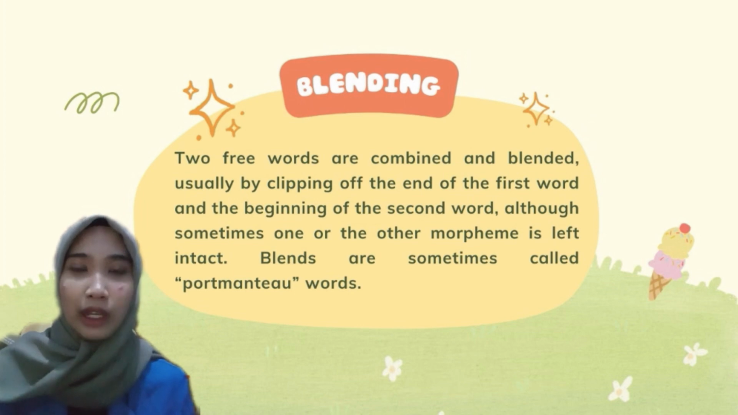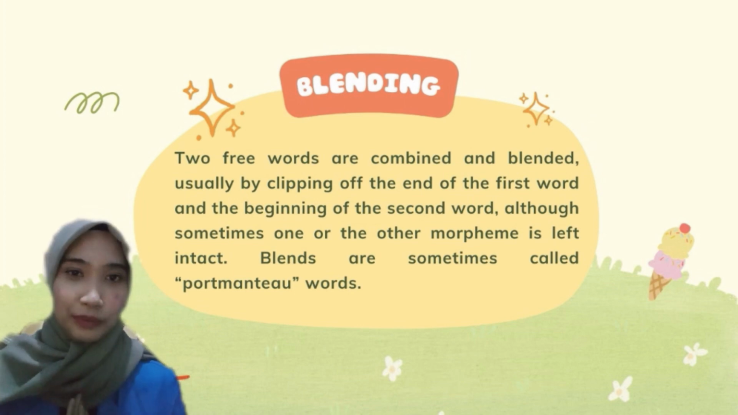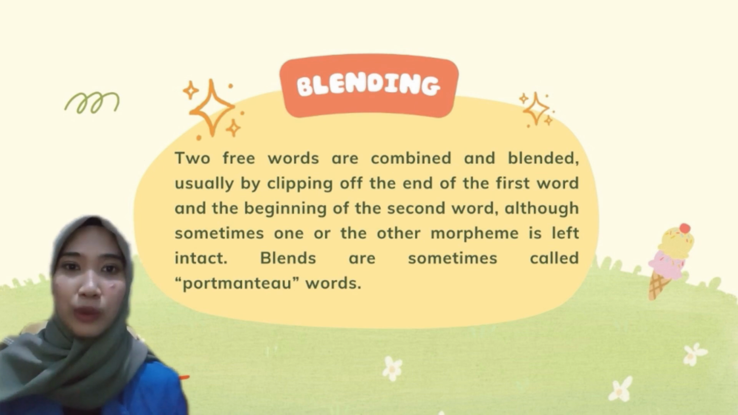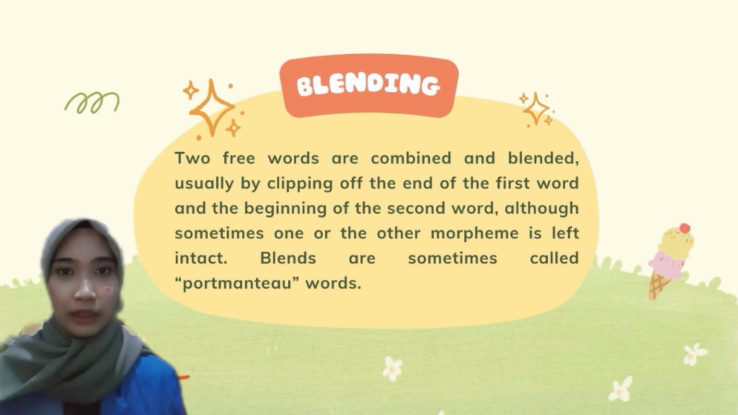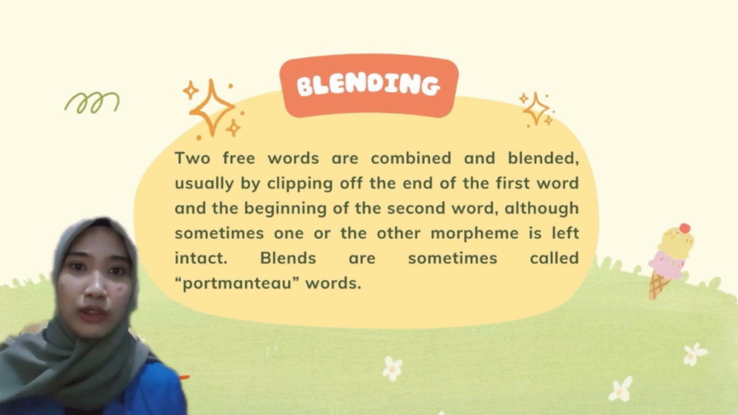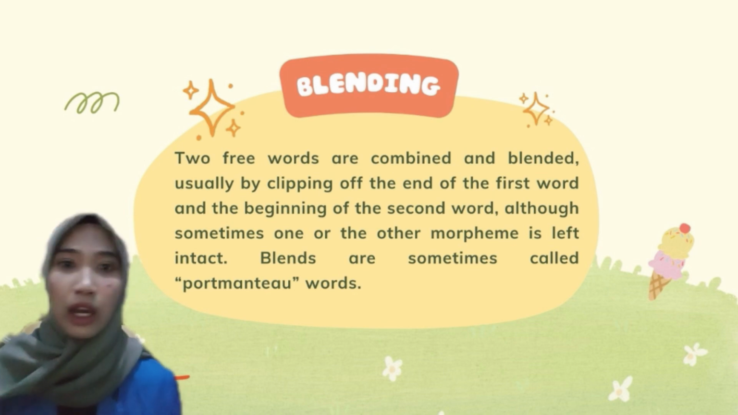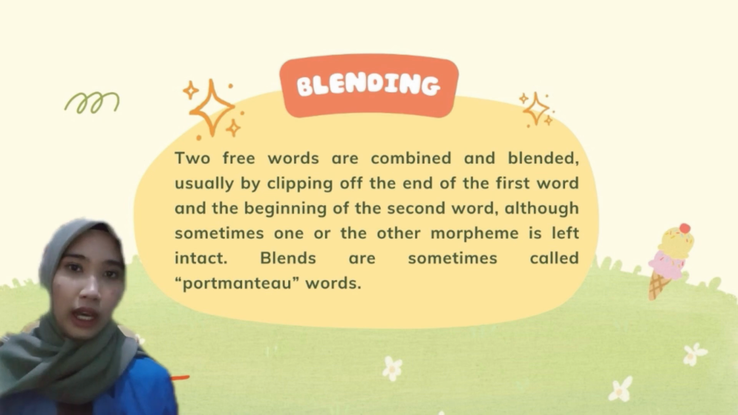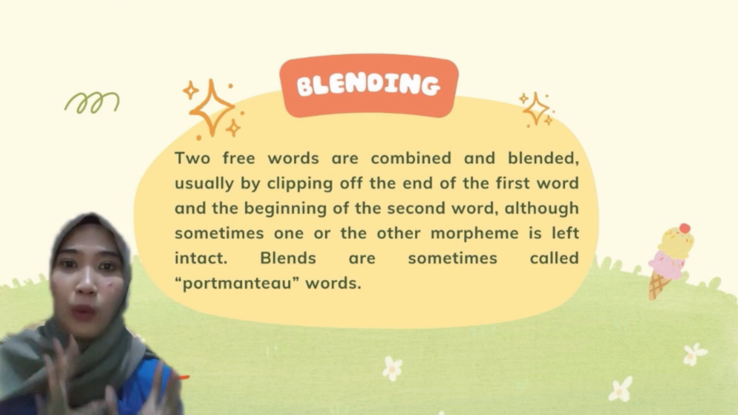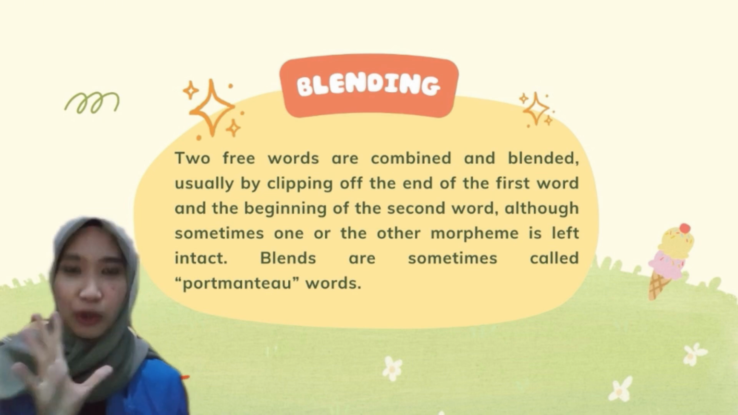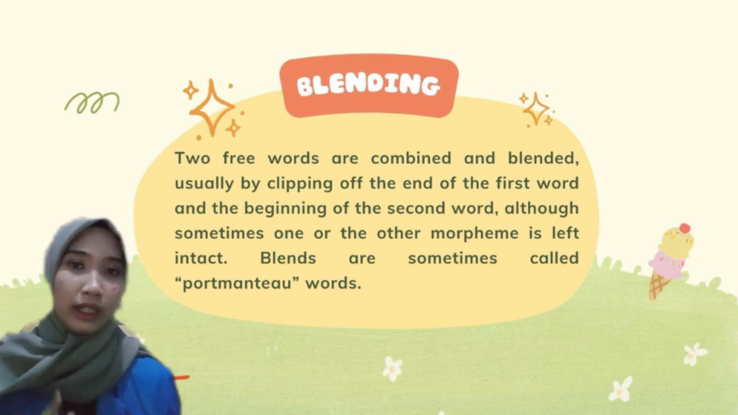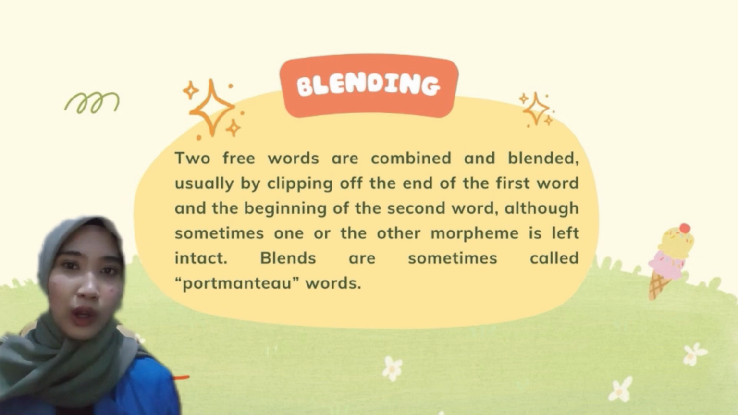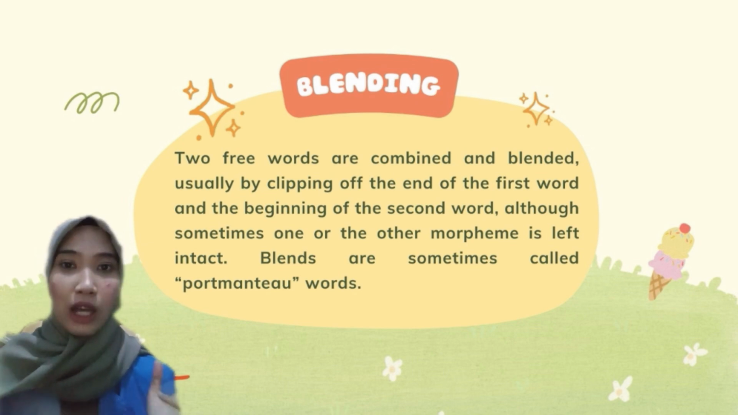Okay, now I will explain about blending. From the module, blending is when two free words are combined and blended. This is usually done by clipping off the end of the first word and the beginning of the second word, although sometimes one or the other morpheme is left intact. Blends are sometimes called portmanteau words.